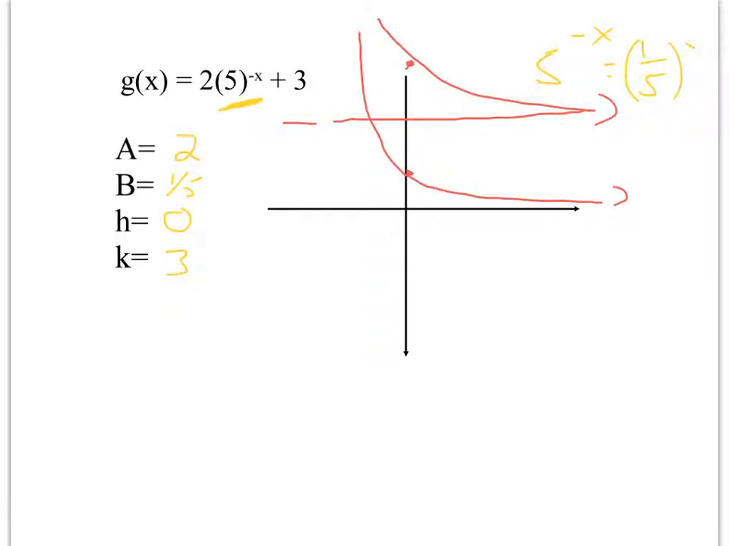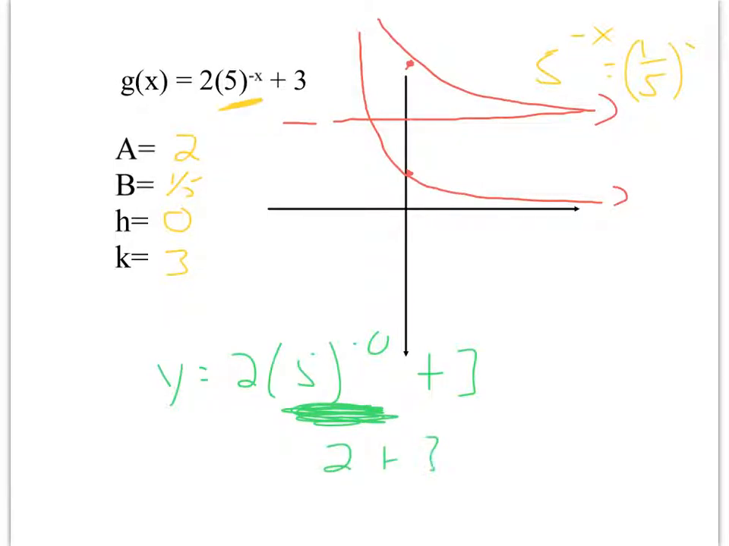So if we plug in 0 for x, we're going to get y is equal to 2 times 5 to the negative 0 power plus 3. Well, 5 to the negative 0 is 5 to the 0, which is 1. 2 times 1 is 2, plus 3. And so we can see now that our intercept is 0, 5.